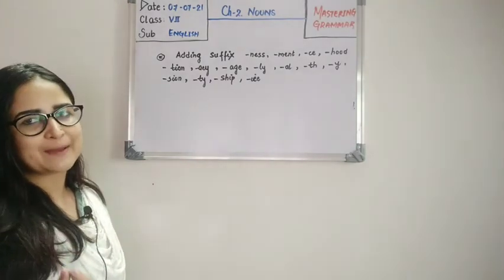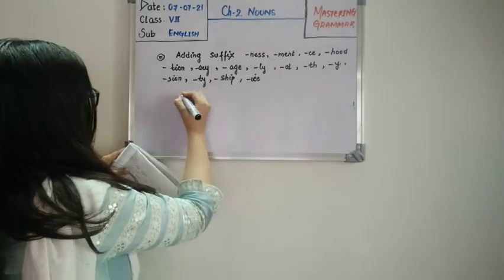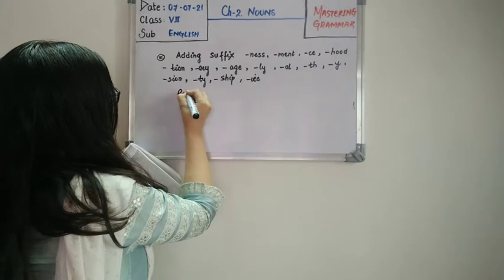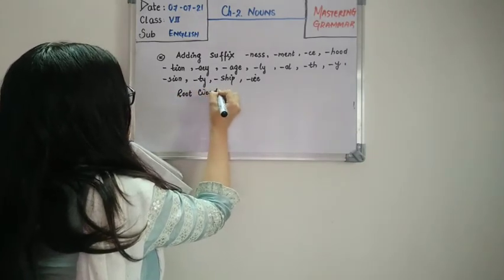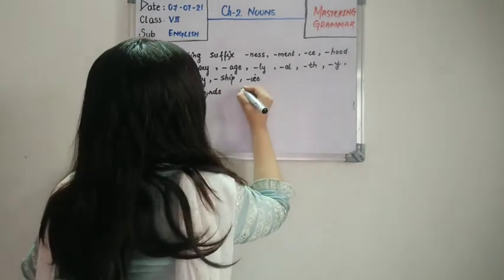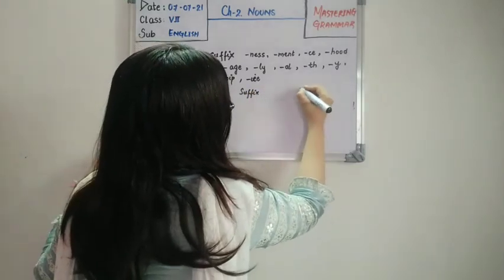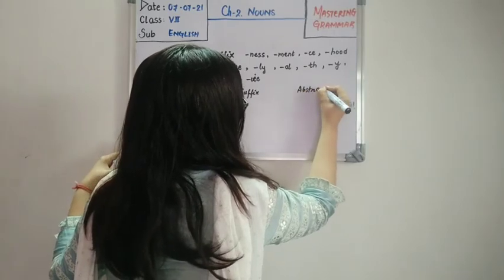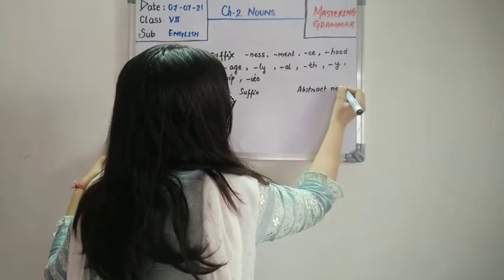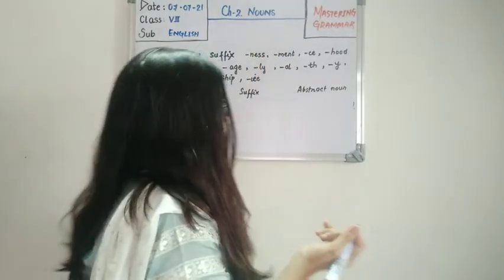Let's go through the examples. Let's go through the root words first, and then we will see what it becomes after adding the suffix. I will be giving you some examples. You will have to find out some on your own, and some are already there in your book, so you can learn it from there also. Root words, then suffix, and then we have the abstract noun. Okay children, so a root word, as I told you, can be three things: adjective, verb and common noun. We will see how this changes.